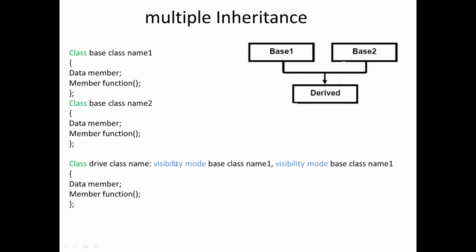And if we talk about this visibility mode, this visibility mode indicates whether we are inheriting the data in the public mode, whether we are inheriting the data in the private mode, or whether we are inheriting the data in the protected mode.